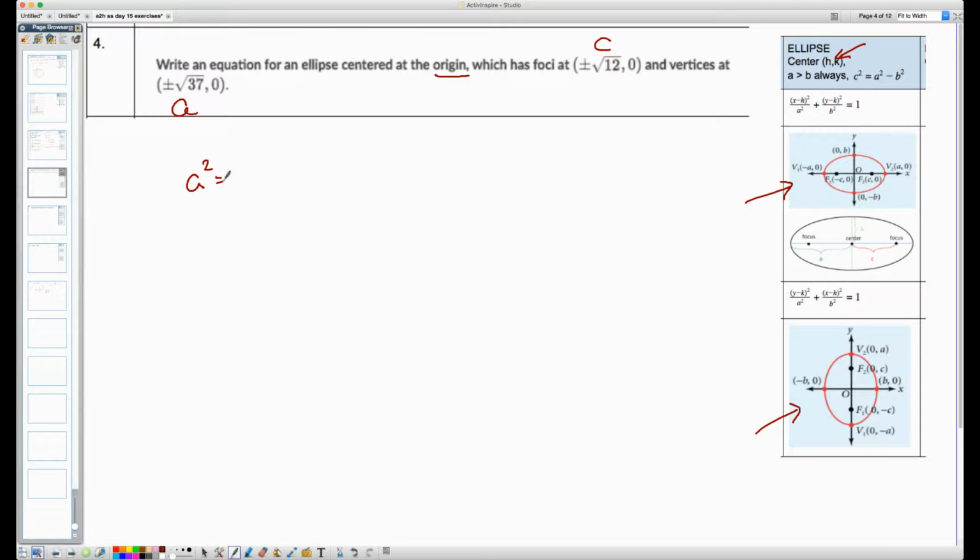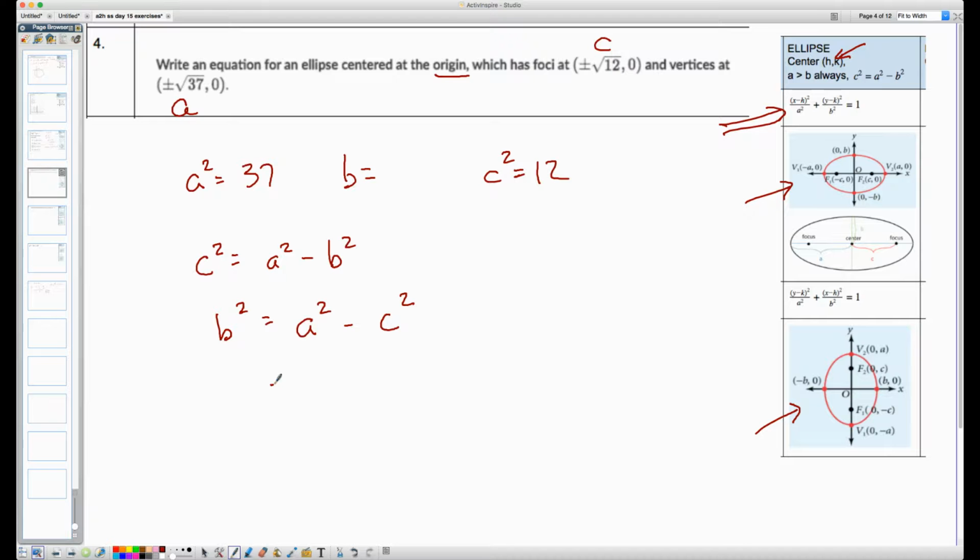So a squared is equal to 37. b squared is what I need to be able to write the equation. And I know that c squared is equal to 12. We also know that in the ellipse, c squared is equal to a squared minus b squared, or b squared is equal to a squared minus c squared, which is 37 minus 12, which is 25. So my b value is equal to plus or minus 5.